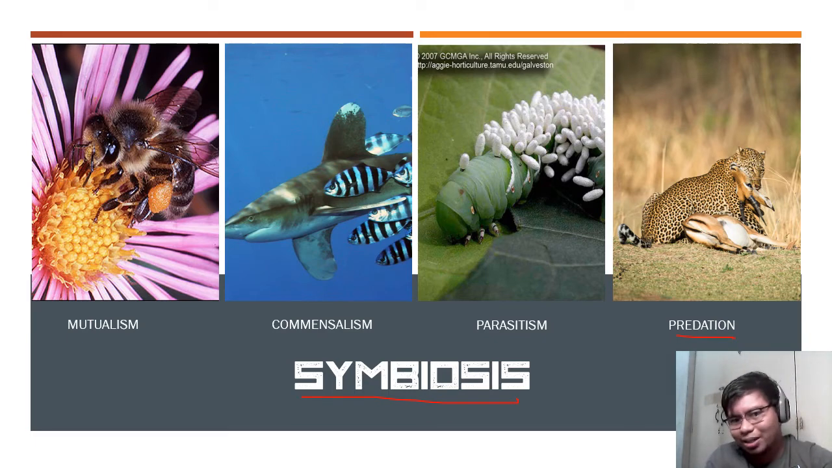So, for example here, we have a shark and a pilot fish. The shark is the apex predator. When the pilot fish stick close to it, the shark is not harmed, and it also does not receive any benefit. But what benefit does the pilot fish get from the shark?